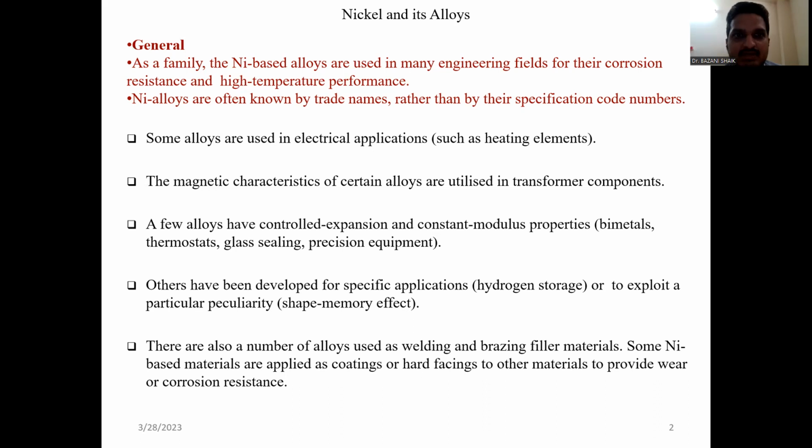Some alloys are used in electrical applications such as heating elements. The magnetic characteristics of certain alloys are utilized in transformer components. A few alloys have controlled expansion and constant modulus properties, used in bimetals, thermostats, glass sealing and precision equipment. How does nickel and its alloys play a major role, and how will it be manufactured?